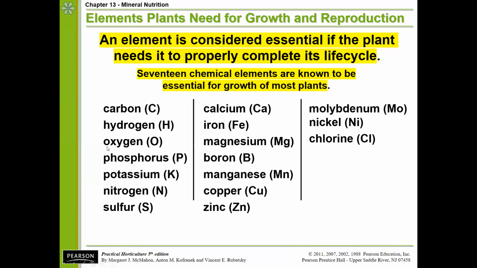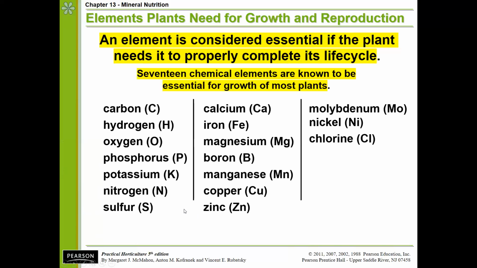So the CHOs are extremely important, but we don't generally add fertilizers that supply these. We add water, or in some cases organic matter can supply these carbohydrates, these hydrocarbons, I should say: carbon, hydrogen, and oxygen. The others, though, these other major macronutrients, we supply in an elemental form in the soil, or sometimes through foliar application. We get phosphorus, P, potassium, K, nitrogen, N, and sulfur, S. These are our major macronutrients.